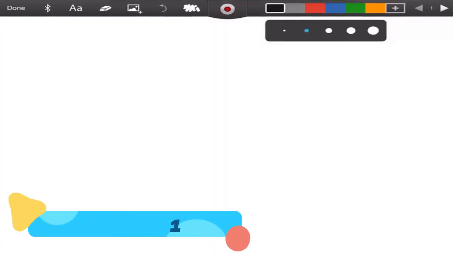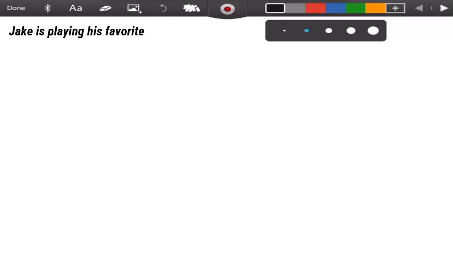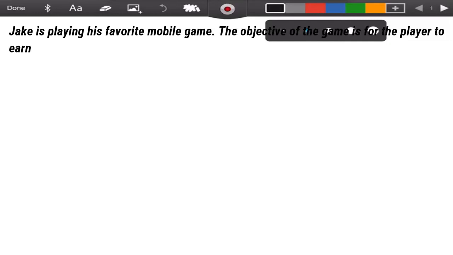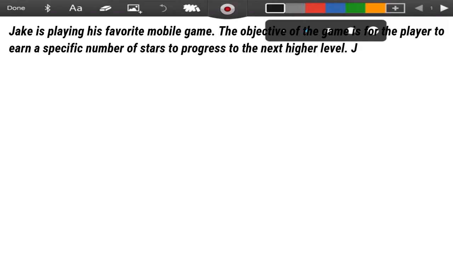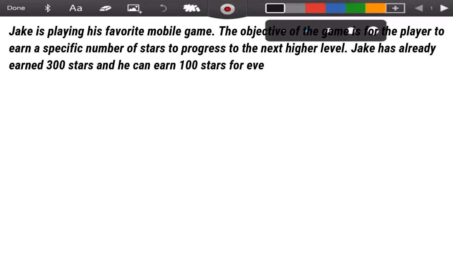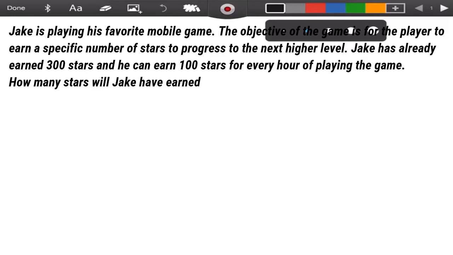Problem number 1. Jake is playing his favorite mobile game. The objective of the game is for the player to earn a specific number of stars to progress to the next higher level. Jake has already earned 300 stars and he can earn 100 stars for every hour of playing the game. How many stars will Jake have earned after playing for 4 hours?